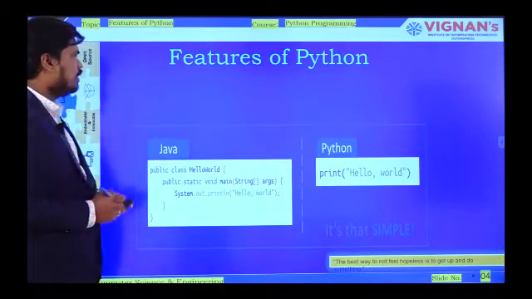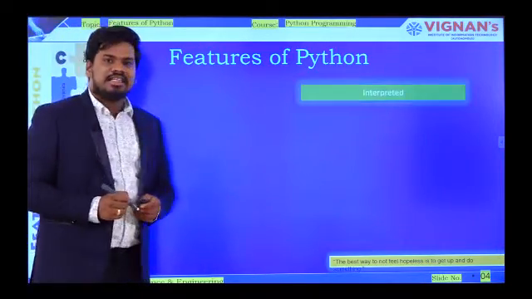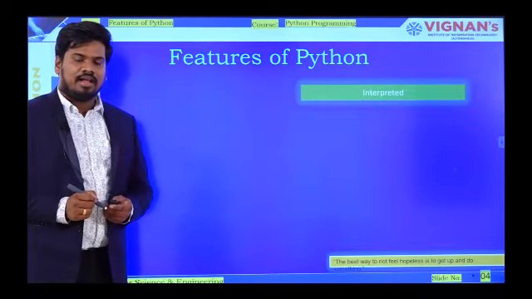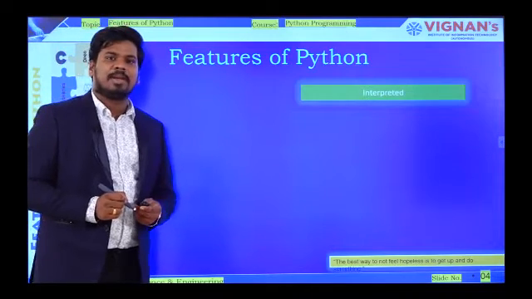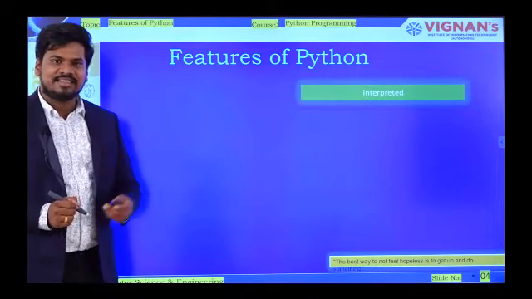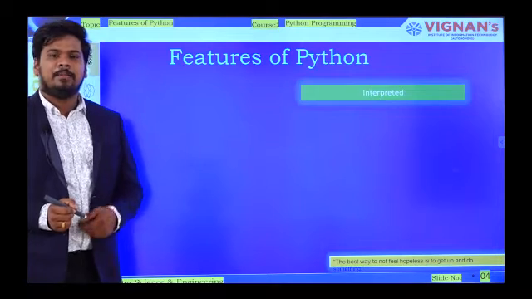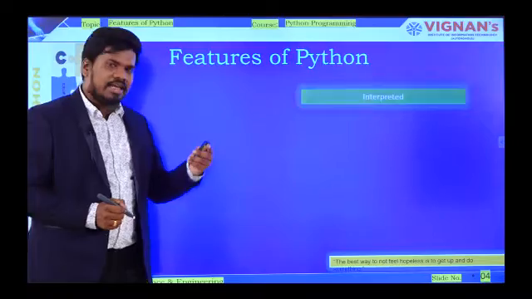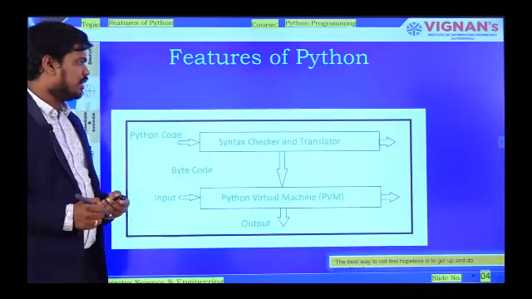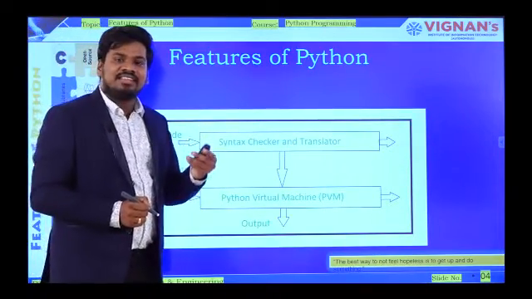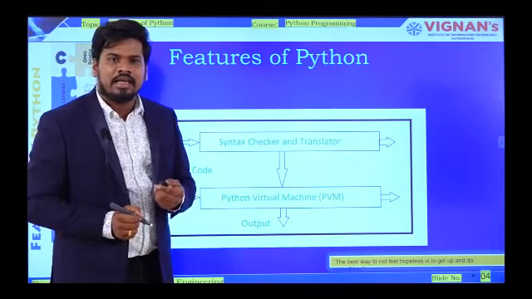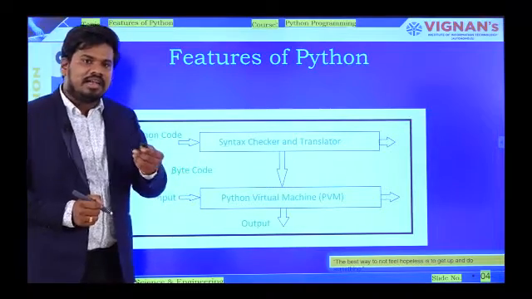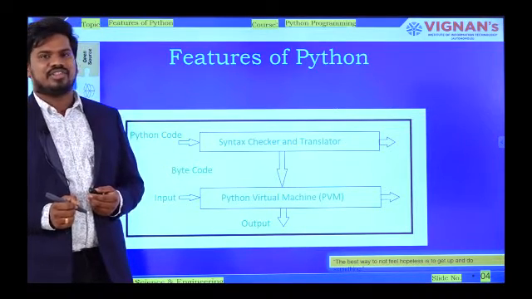Coming to the next one, Python is an interpreted programming language. I have told you the first feature of Python is simple and easy syntax, and the second one is that Python is an interpreted programming language. Why am I saying an interpreted programming language? Observe carefully. C is a compiled language, and Java is a compiled and interpreted programming language.